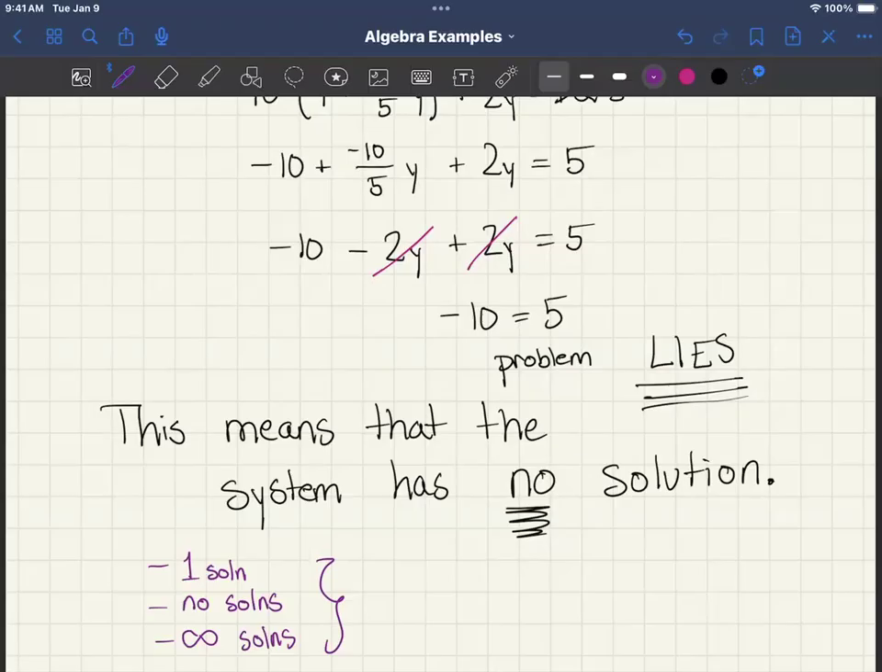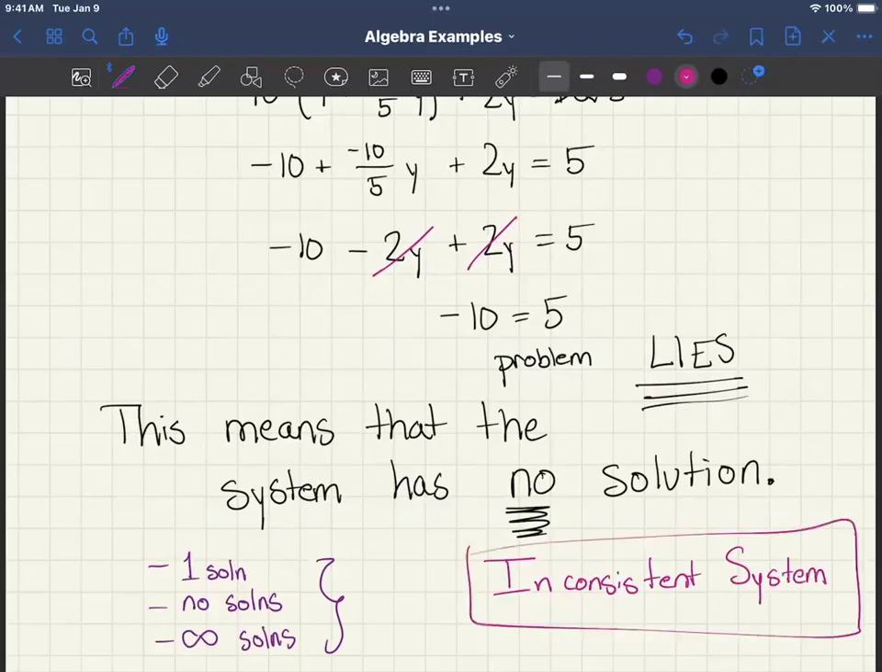There is a special word that we use for that, which you may or may not hear. It's really not that important that you memorize it unless your teacher is insistent, but it is inconsistent system. That is what we call it. So that is what we say when there is no solution to our problem.